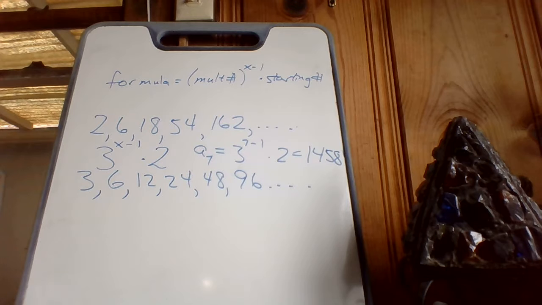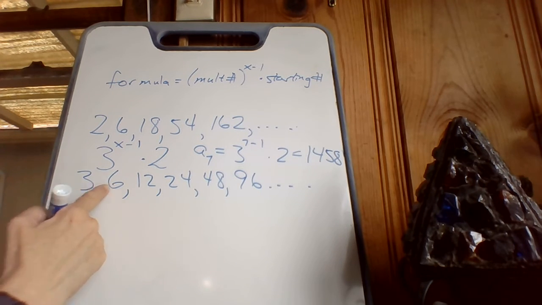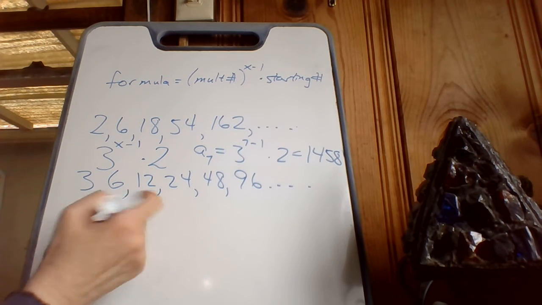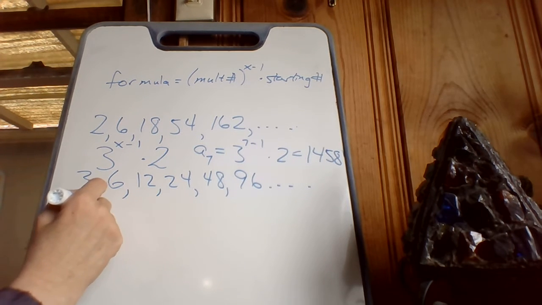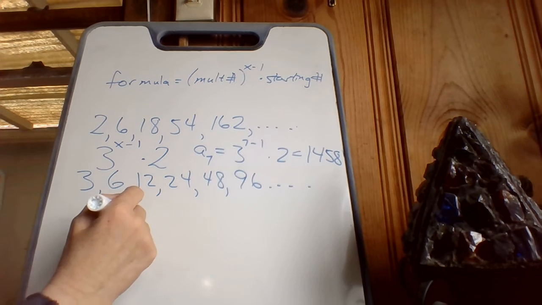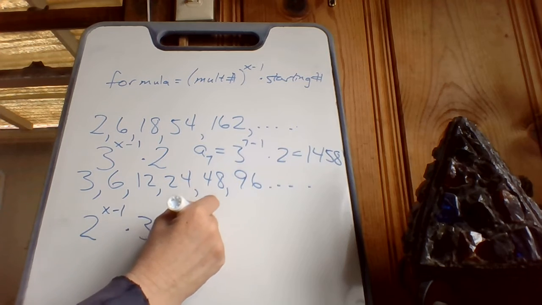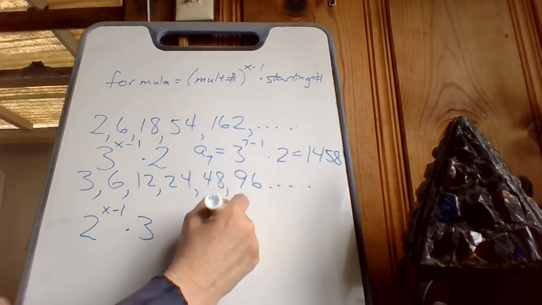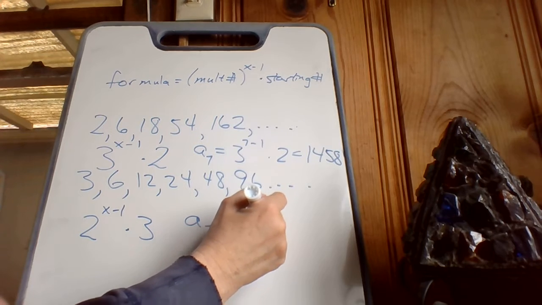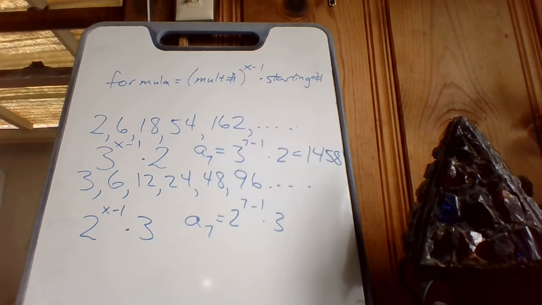All right, the other way. So let's see. Multiplying number, well, times 2 is 6, times 2 is 12. Okay, multiplying number is 2. Starting number is 3. Again, I don't try and combine them. That's just my formula. 2 to the 7 minus 1 times 3. Okay, so 2 to the 6 is 64, and then times 3, 192.